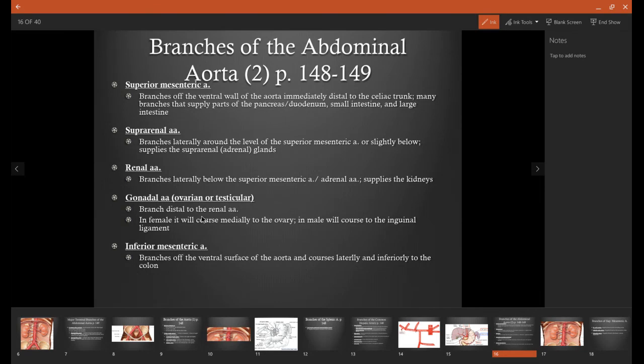And then after the gonadal arteries, we have something called the inferior mesenteric artery. We'll discuss the superior mesenteric artery and inferior mesenteric artery in detail in just a moment. But superior mesenteric artery, for the most part, that mesenteric has something to do with the intestines. So this will provide blood to the right side of the intestines and also the transverse colon. And then inferior will provide blood to the descending colon on the left side and also the sigmoid and the rectum.